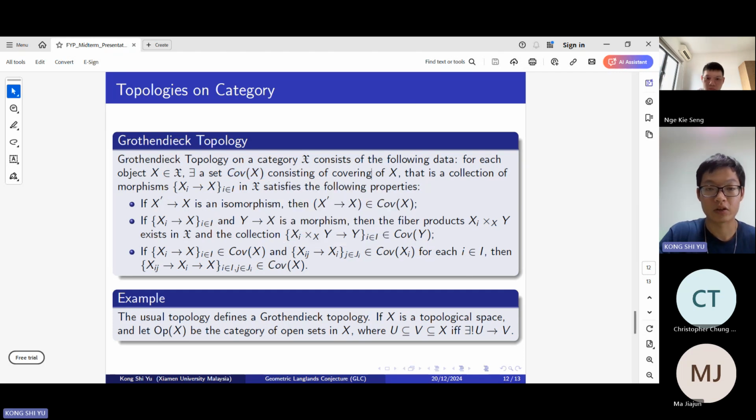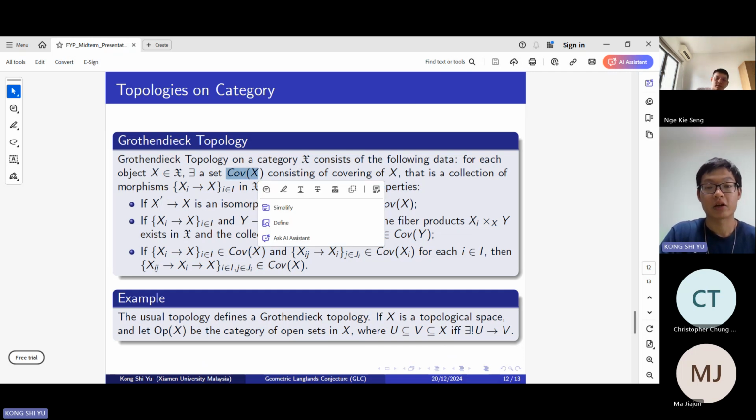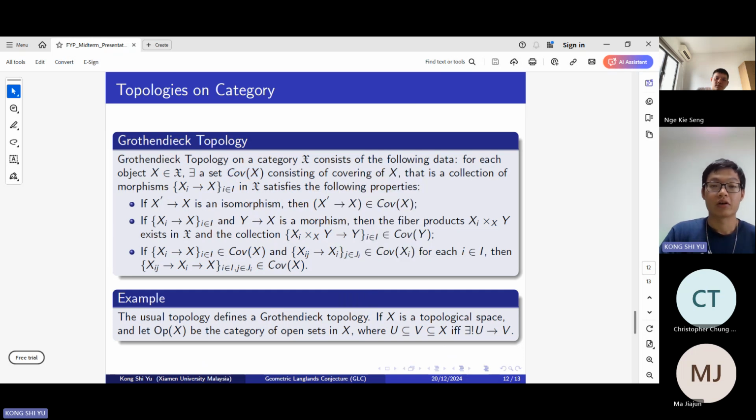By this definition, it basically consists of the following data, called the covering sets, consisting of coverings of S, which is a collection of morphisms from an object to another object in this category, satisfying the following properties. One can easily check that our usual topology defines a Grothendieck topology: given that S is a topological space, we let the category of open sets in X be the category, and we can now look at the Grothendieck topology on Op X. By this condition, one can verify that it is actually a Grothendieck topology by looking at these three properties.